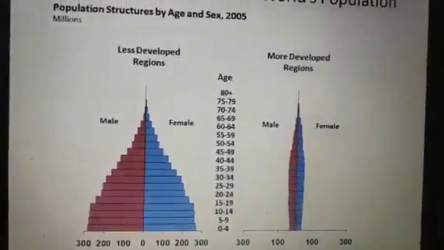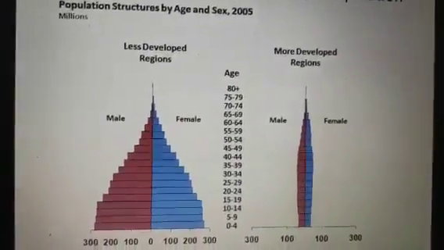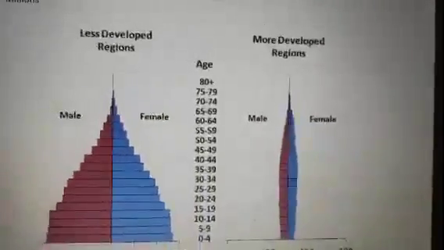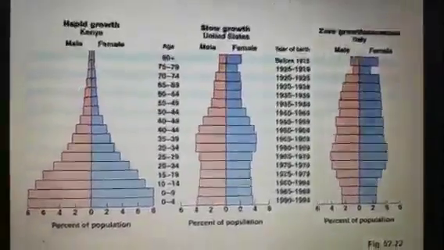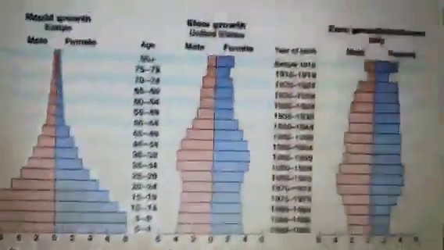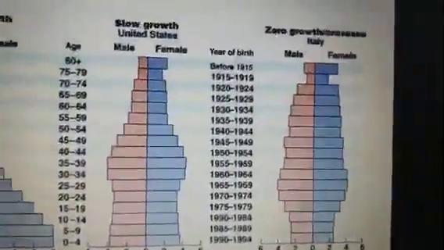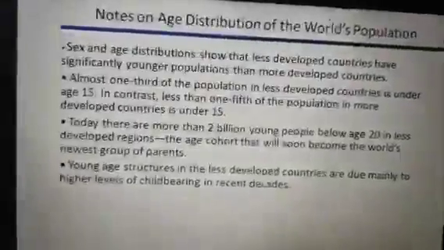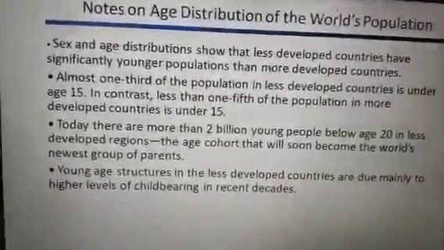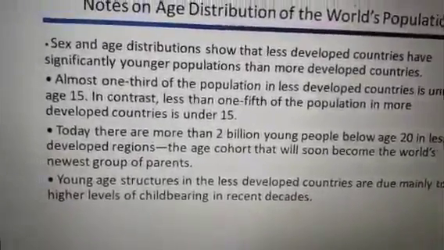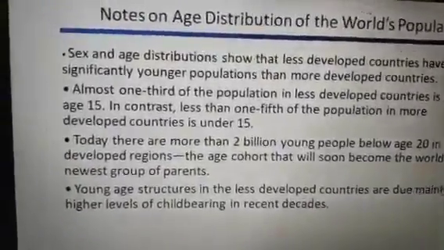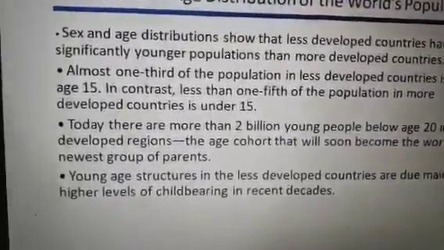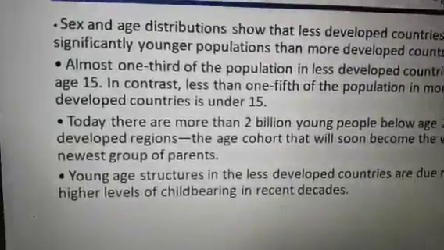And again, finally, I will depict for you the pyramid difference between less developed regions and developed regions. Okay, so this is a rapid growth pyramid, this is a slow growth pyramid, and this is a zero growth population, for example Italy. So dear students, sex and age distribution shows that less developed countries have a significantly younger population than more developed countries. Almost 1/3 of the population in less developed countries is under age 15. In contrast, less than 1/5 of the population in more developed countries is under 15.